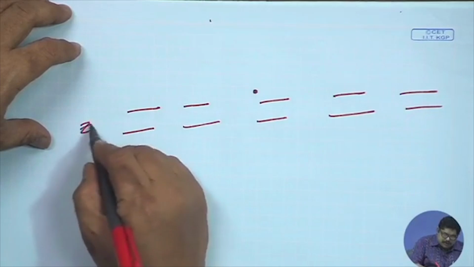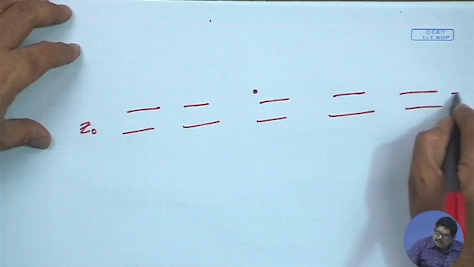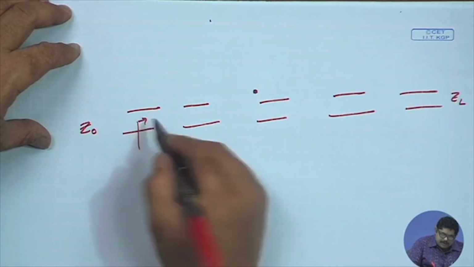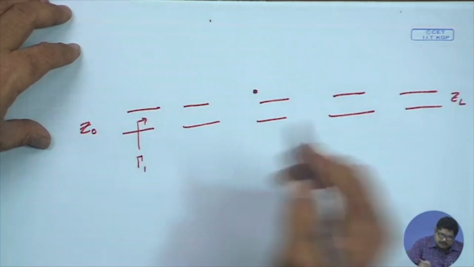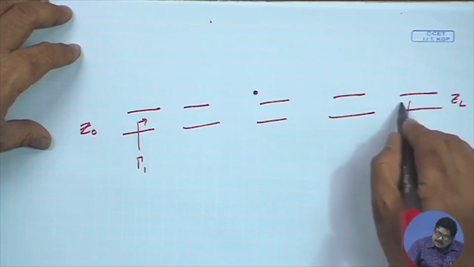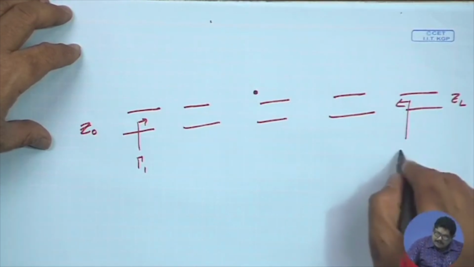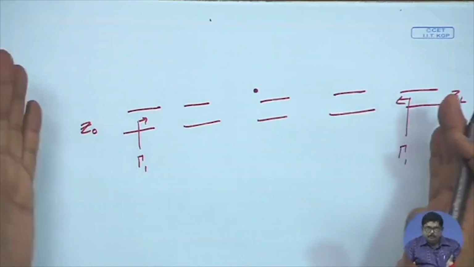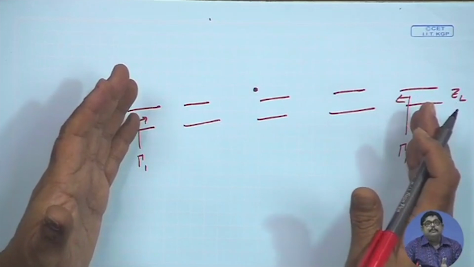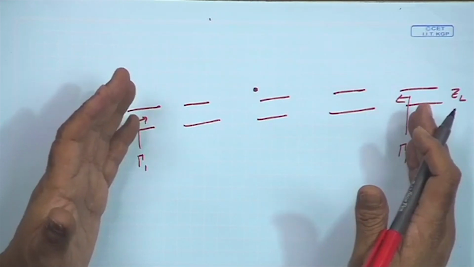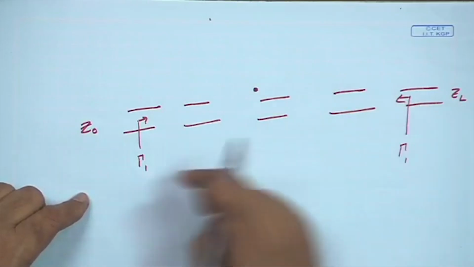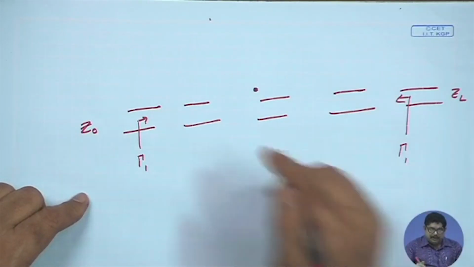So, this side is source, this side is load. Now, I have some reflection of this section. Symmetrically from these two sides, the two reflection coefficients should be the same, and that is called a symmetrical network. This does not mean that their impedances are the same; it means the reflection coefficients we make the same.